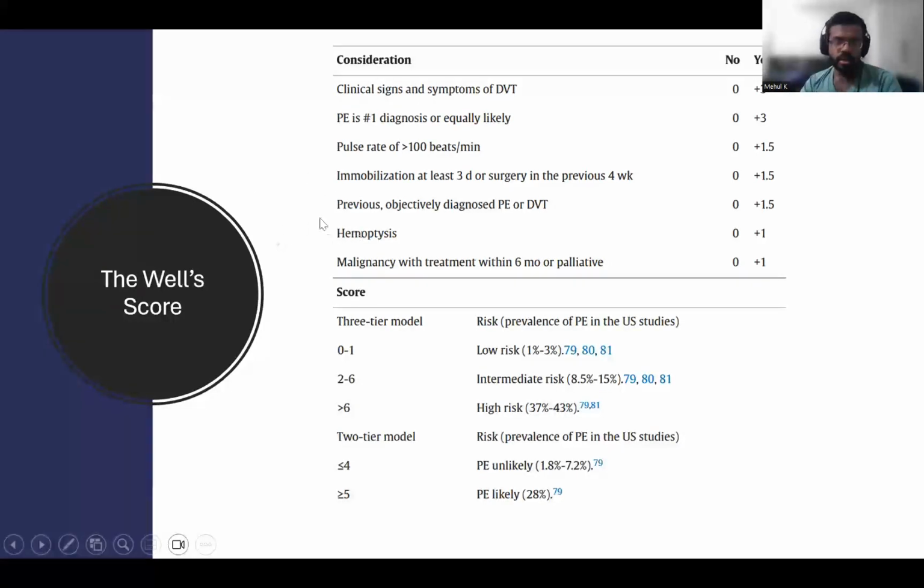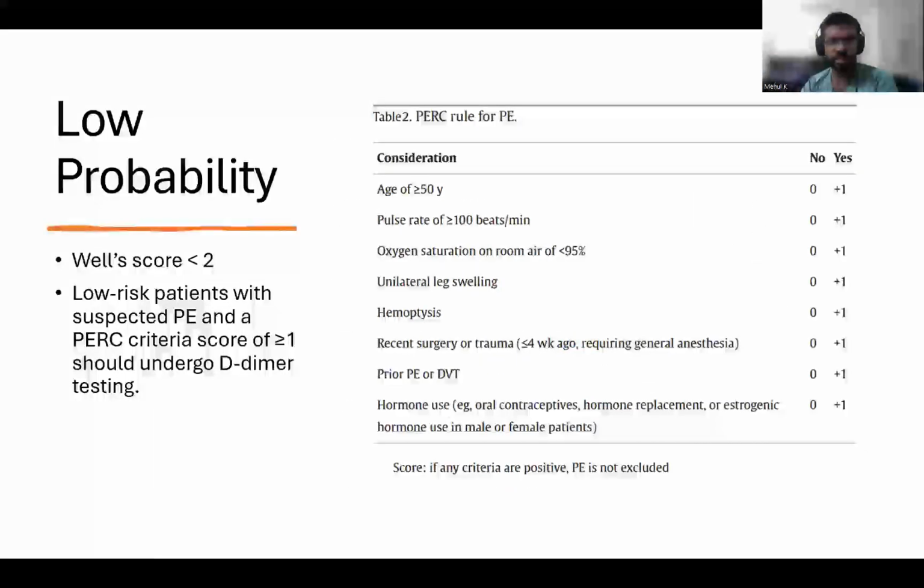And generally you classify it as low, intermediate, or high risk based on less than 2, 2 to 6, or more than 6. Or there is another two-tier model, low and high risk, based on a cutoff of 4. So that is how you can stratify based on your Wells score.